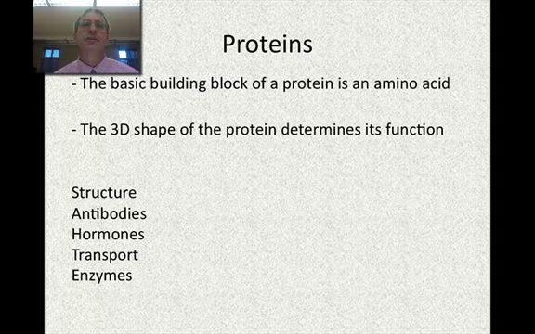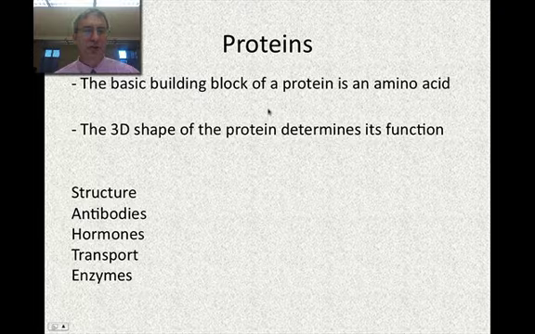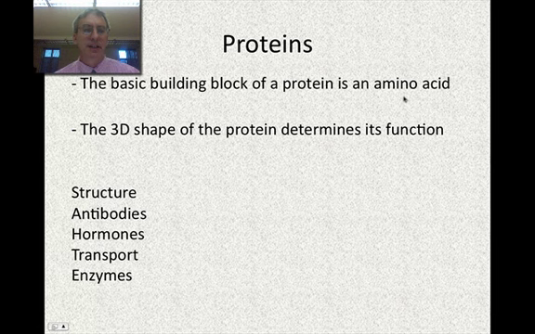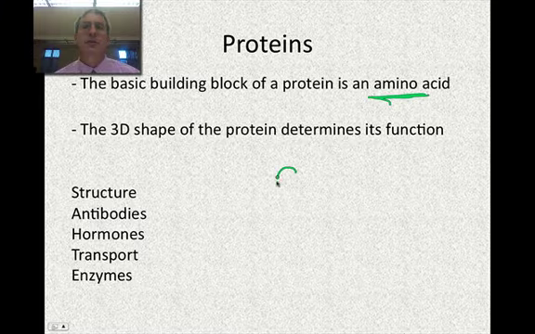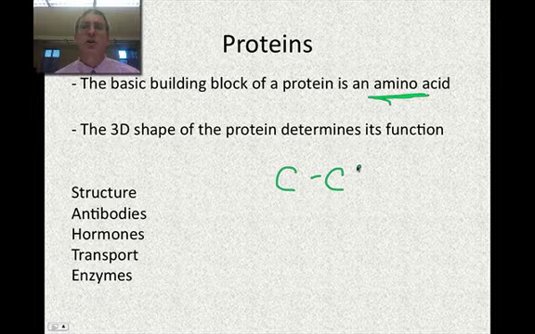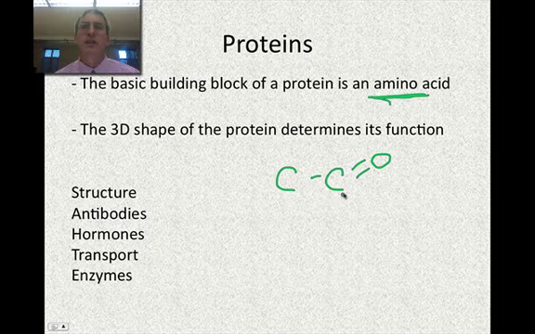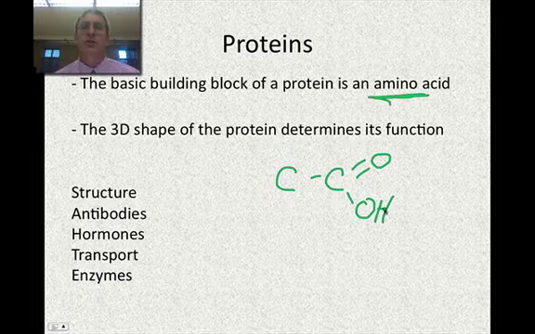Proteins, here's our diverse group. The one thing I really want you to know here is that the building block of a protein is an amino acid. Amino acid's the monomer. An amino acid is composed of a central carbon that's attached to something called a carboxyl group, which is a carbon double bonded to an oxygen, and to something called a hydroxyl group, an OH.